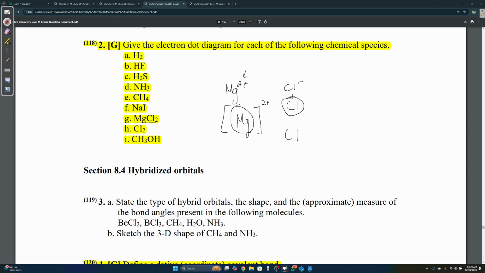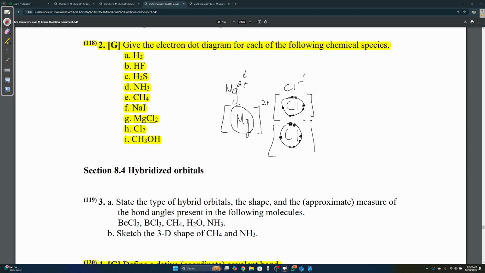Cl is what group? 7. So that means you're going to draw 7 original electrons. 5, 6, 7. Charge outside, then we write the charge. And this Cl also originally has 7. 5, 6, 7. Okay, perfect.